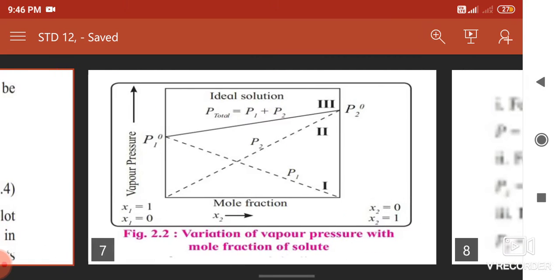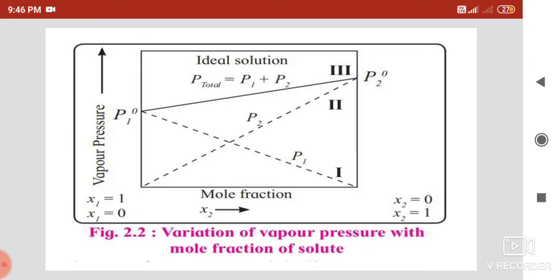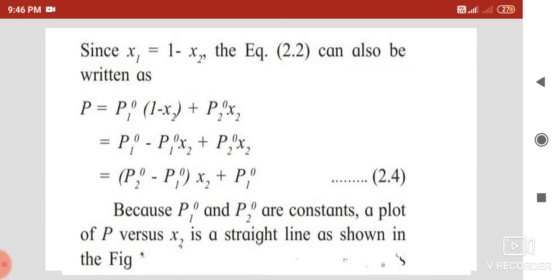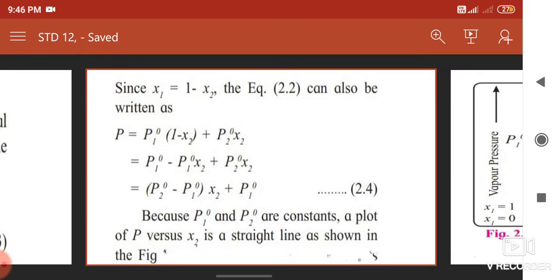You can see in the figure, we get a straight line. Here you can see P1⁰ and P2⁰. When X1 is equal to 1, X2 is equal to 0. When X1 is equal to 0, X2 is equal to 1. It is clear from this graph that it is a straight line, as P1⁰ and P2⁰ are constant. So a plot of P versus X2 is a straight line.